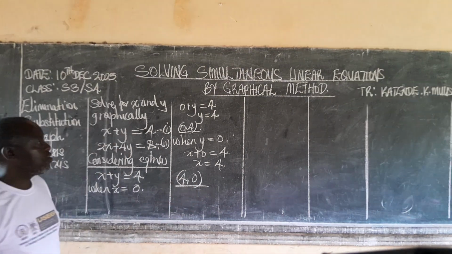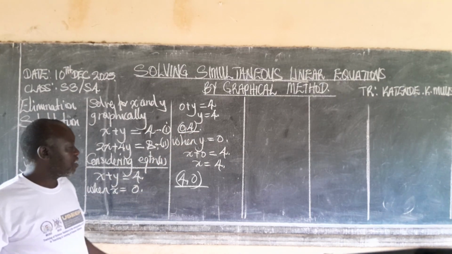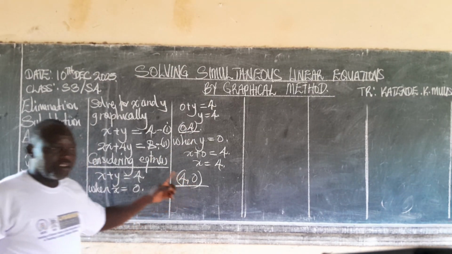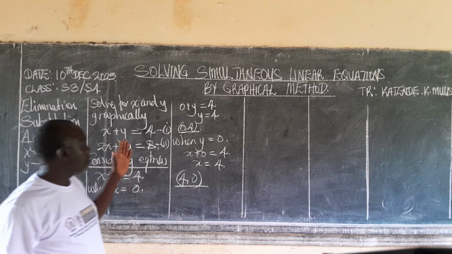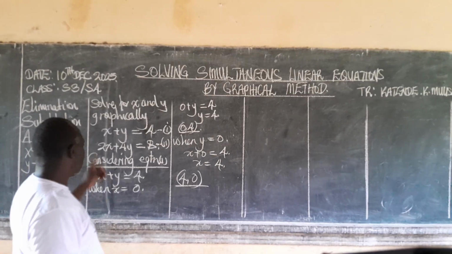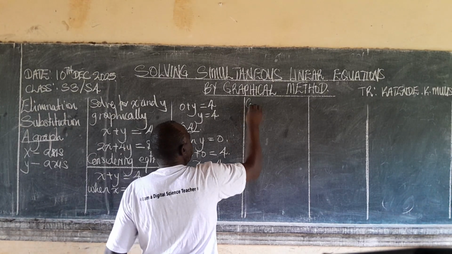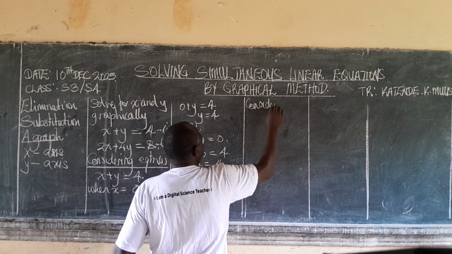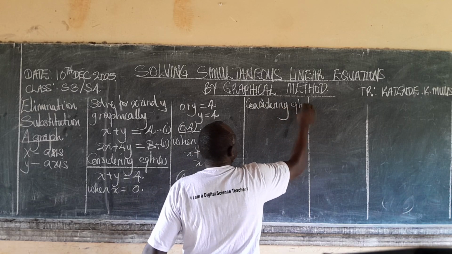Now the first cut we got is (0, 4). The second cut we are getting is (4, 0). Therefore, that means that for the first line we are covered. Now let us go to the second line. The second line, we are going to consider equation 2.